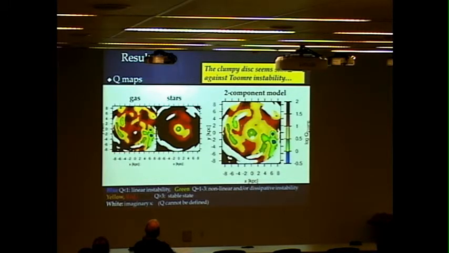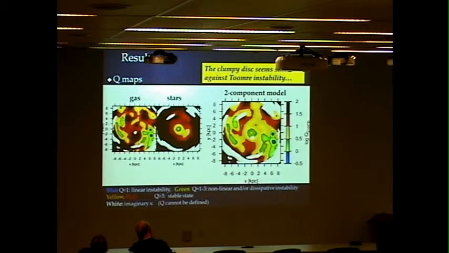The color code indicates the Q value in log scale. Blue color indicates Q lower than 1, so these regions are linearly unstable. Next, the green region corresponds to Q between 1 and 3. This green color corresponds to nonlinear instability or dissipative instability. And the yellow and red regions correspond to Q larger than 3. These regions are supposed to be stable in Toomre analysis.